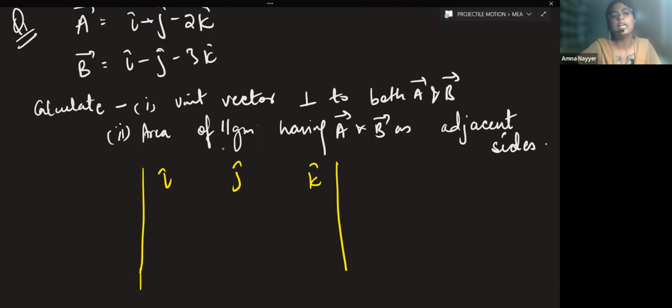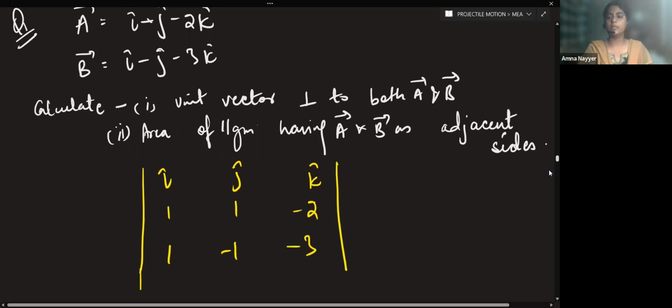Now coefficients of all these three we'll put. This is I cap plus J cap minus 2K cap. So coefficient of the first vector you write first. You do not shift the order. If it is A cross B, you write coefficients of A first in a row and then B. So this is 1, 1 and minus 2. Coefficient of B, this will be 1, minus 1 and minus 3.